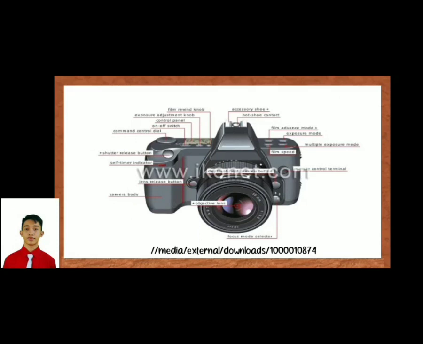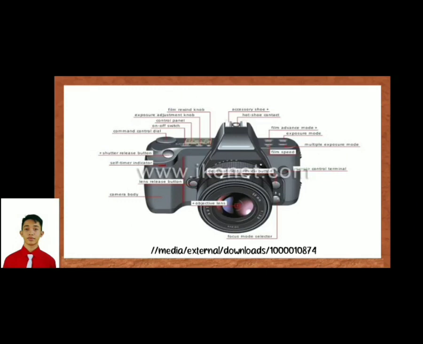The number 2, exposure adjustment knob. Adjusts the exposure settings such as aperture and shutter speed to control the amount of light entering the camera. Number 3. The control panel displays information about camera settings and exposure, such as aperture, shutter speed, and frame count. Number 4. On-off switch turns the camera on and off.